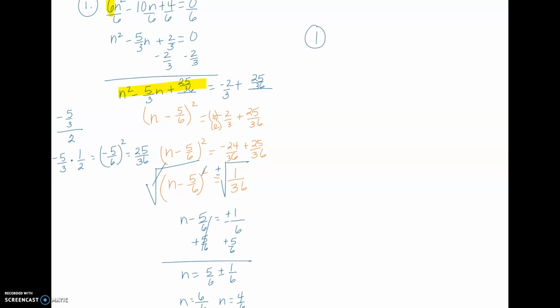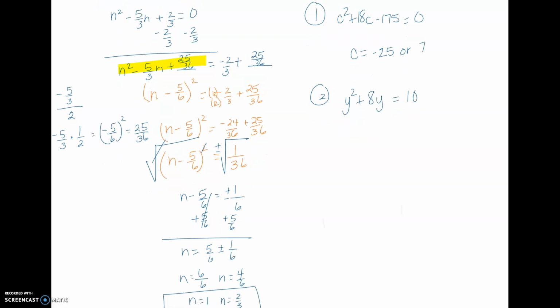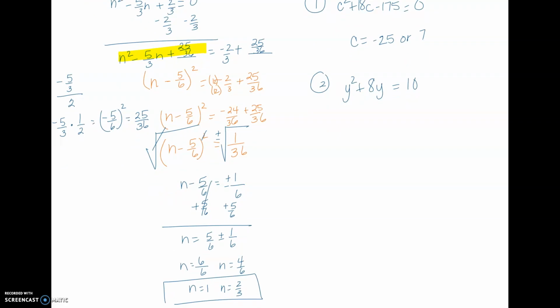Okay, so let me tell you what I want you to try. Here's the first one you're going to try: c squared plus 18c minus 175 equals 0. You should get c equals negative 25 or 7. In number 2, you're going to get y squared plus 8y equals 10. Notice they already have c moved to the right side, so you're just going to be completing the square. You've already had step 1 done there. Your answer will be y equals negative 4 plus or minus the square root of 26.